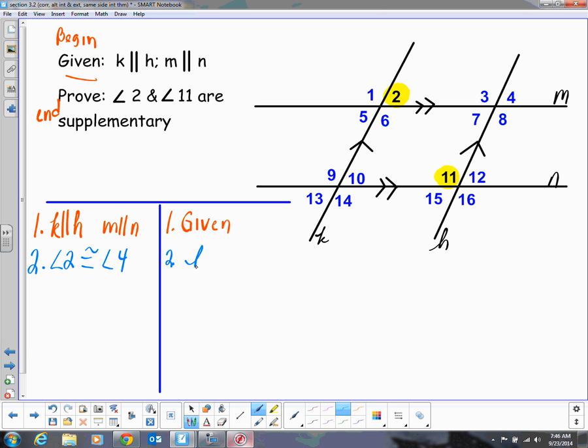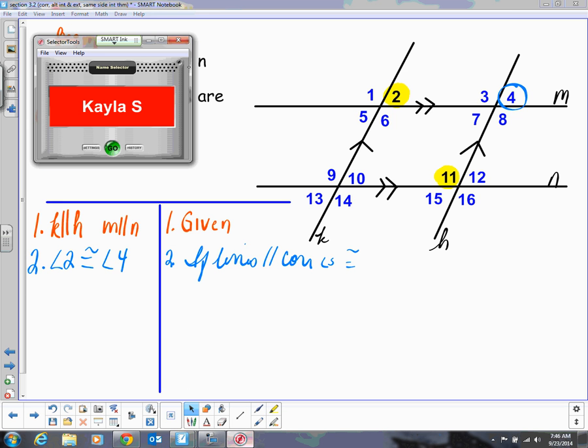But you have to write first: if lines parallel, corresponding angles congruent. If that's not there, I won't give you credit because that's only true if the lines are parallel. We are now at 4. All right, so now we're going to turn and we're going to go down H Street. Tell me about what is congruent to 4, Eric?